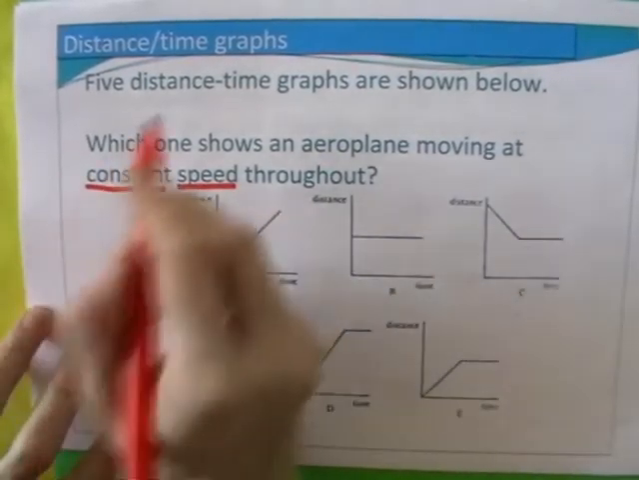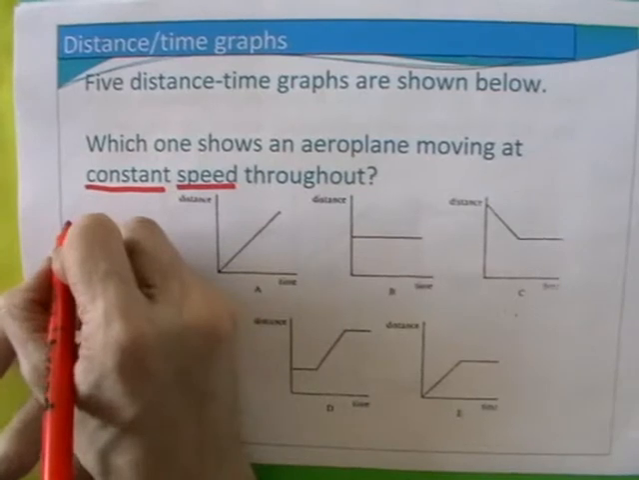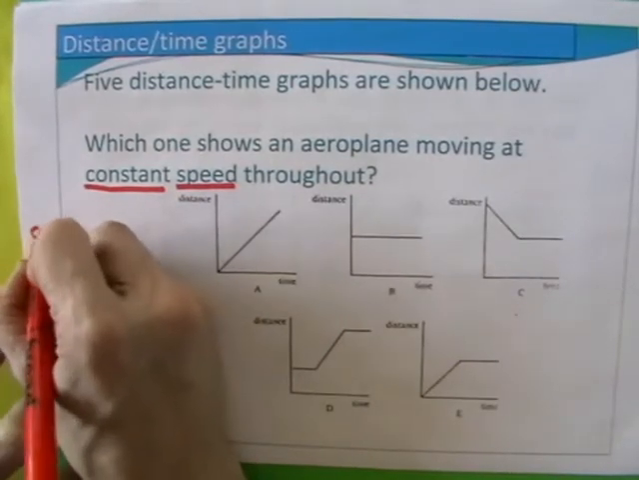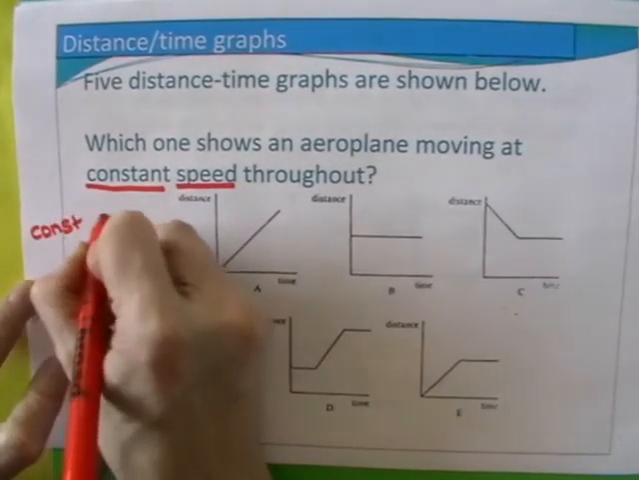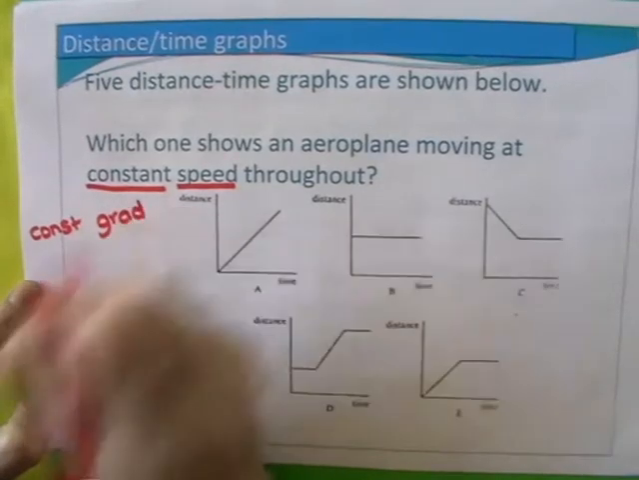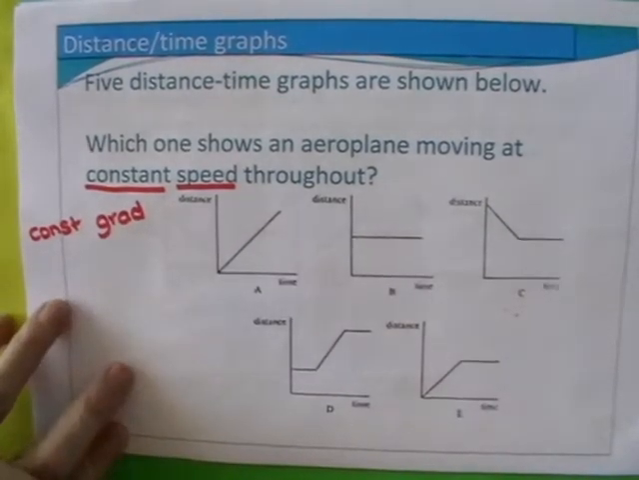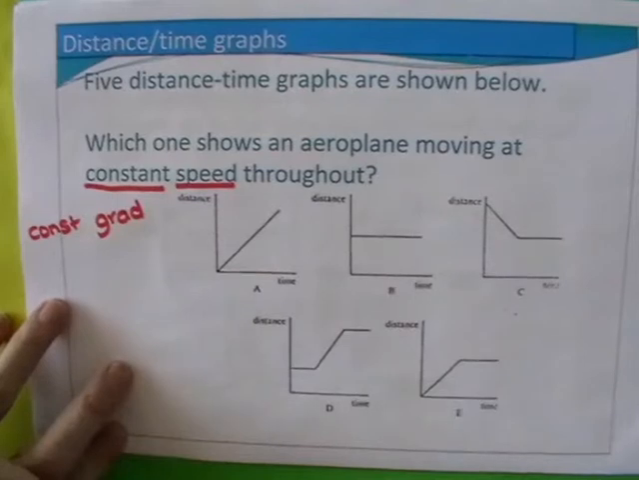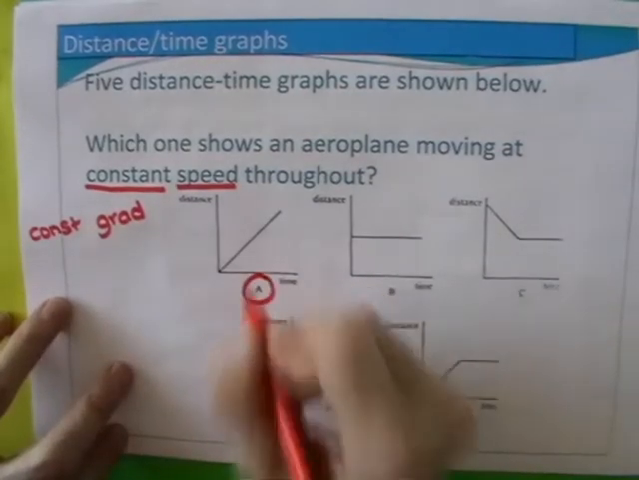So if you have a constant speed with a distance time graph, you know that you should have a constant gradient, because the gradient of a distance time graph gives you a speed, and if it is constant, it then should be a nice straight line. And so the only one that's like that is A.